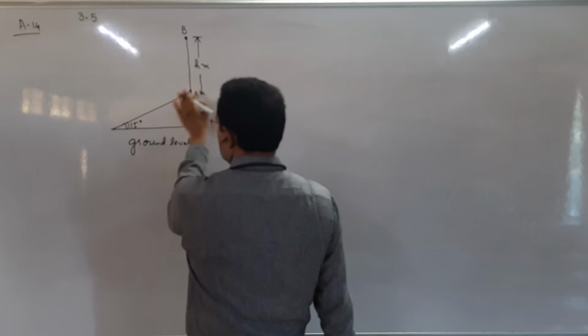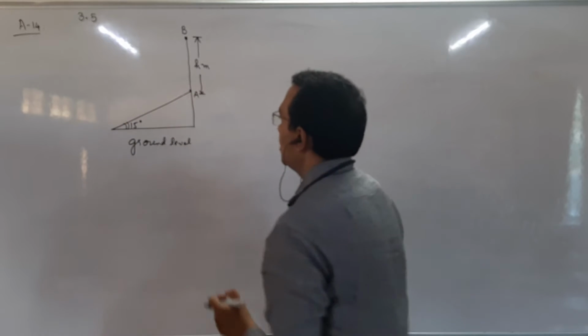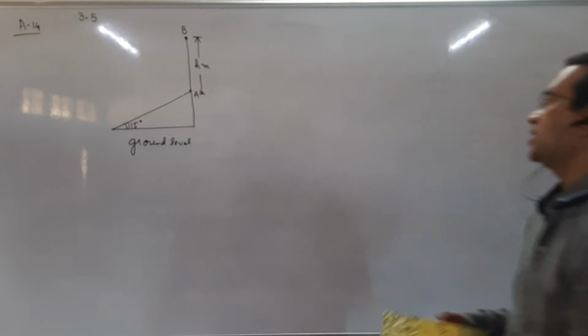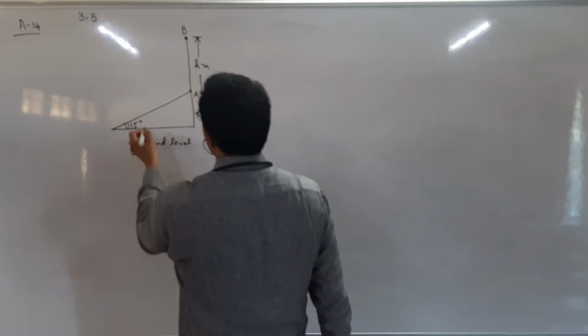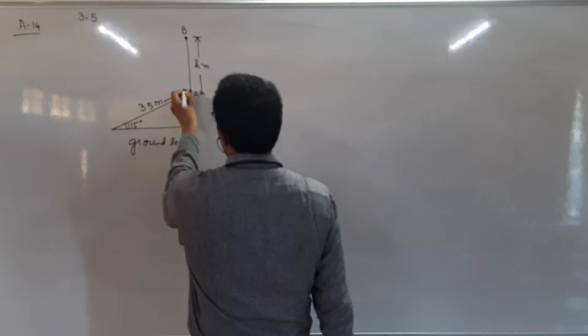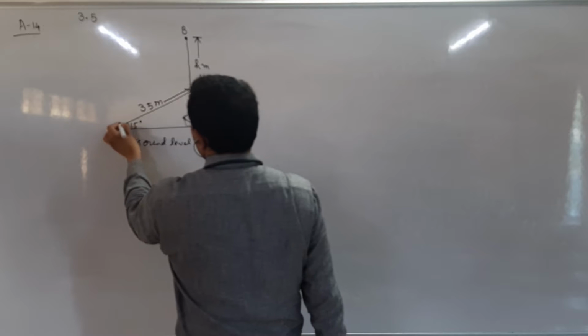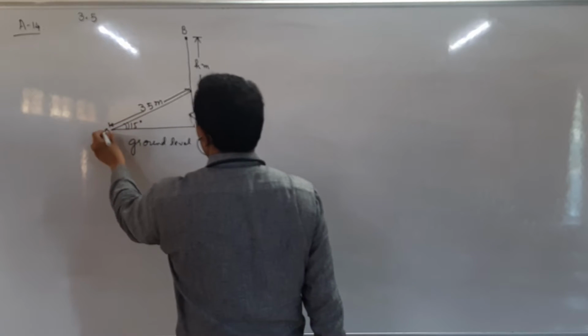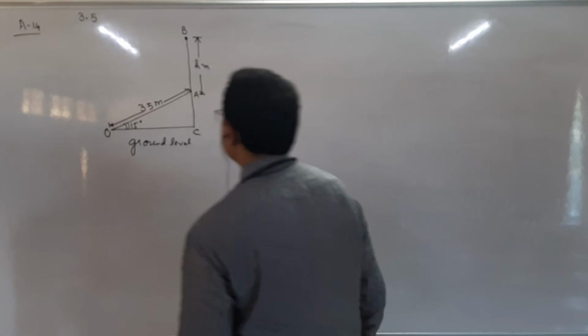This is ground, this is hill. It makes an angle of 15 degrees with the horizontal. From a point on the ground 35 meters down the hill from the base of the tree. This is the base of the tree, so this distance is 35 meters. And from here we have, say, a point O, and say this is C.